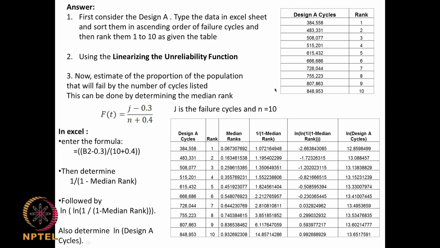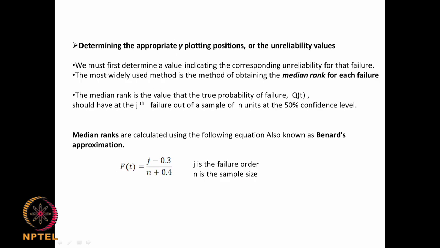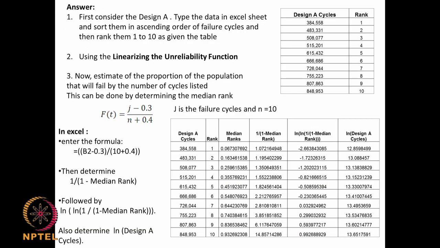Now the question is, how do I calculate this Q? As I said, we need to use Bernard's approximation: (j minus 0.3) divided by (n plus 0.4), where j is the failure order and n is the number of data points. Here n is 10. So I am putting it in Excel like this. This has a failure order of 1. So 1 minus 0.3 is 0.7, 0.7 divided by 10.4 will be 0.067. Like that, for each one of these items you find out a median rank.